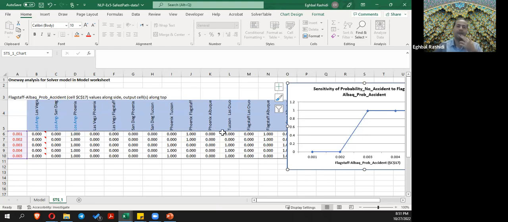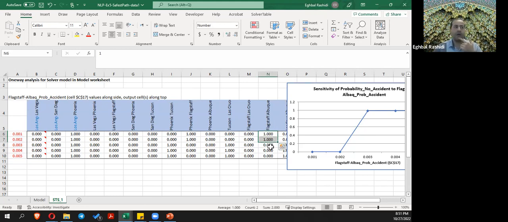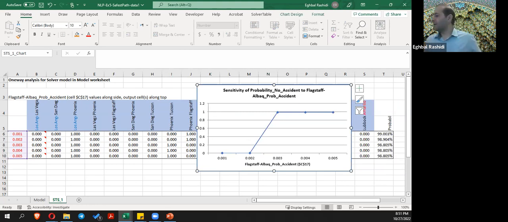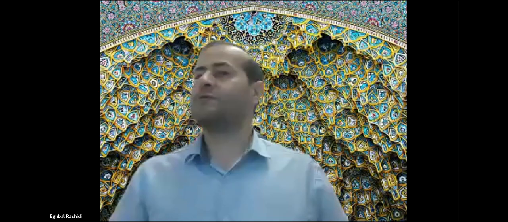Okay, so it actually has changed here, and you can see it from here. If you find Flagstaff to Albuquerque, for the first two it's in our path, and when it got to 0.03, it was dropped, so it is no longer in our path. What is in our path now is Tucson to La Crosse and Phoenix to Tucson, so it became part of our path. And this is the kind of analysis that you can do. You can do it on other parameters or other inputs as well.